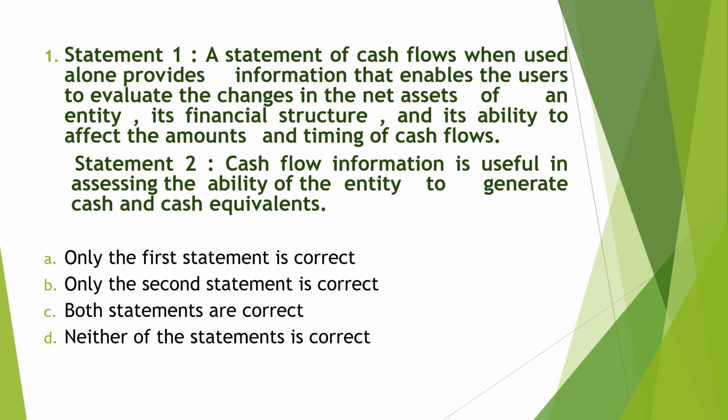Statement number 2, cash flow information is useful in assessing the ability of the entity to generate cash and cash equivalents. This statement is correct. It is one of the benefits of the statement of cash flows. So for number 1, the correct answer is letter B. Only the second statement is correct.